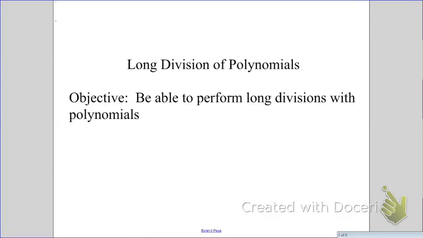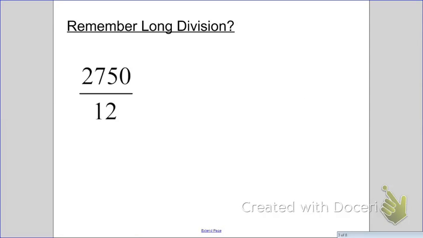Alright, today we're going to talk about long division of polynomials. In order to do this, let's remind ourselves of how long division actually really works. So remember, we take the denominator, 12, we put it on the outside of our little boxy thing, and we write the numerator inside of it.